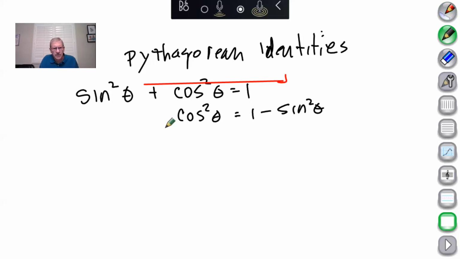We might have to change the form. Or sine squared theta would equal what? 1 minus what? Cosine squared theta. There you go. So these are variations on it.